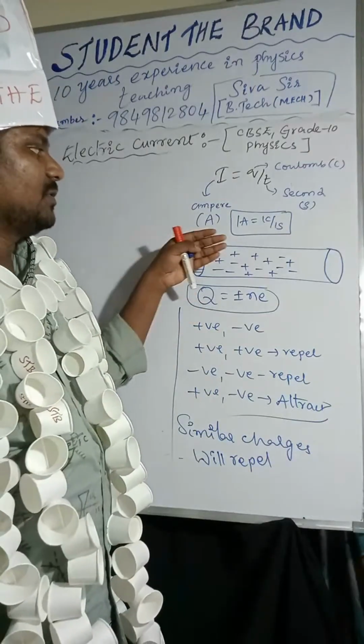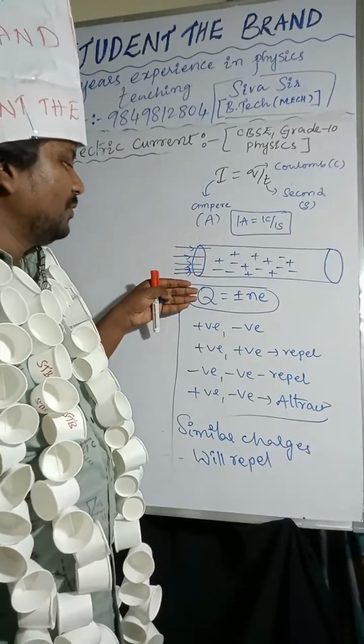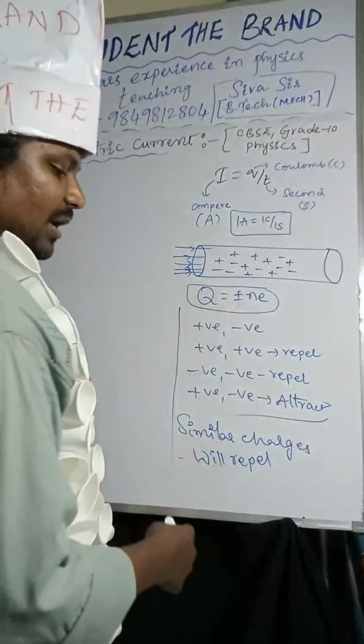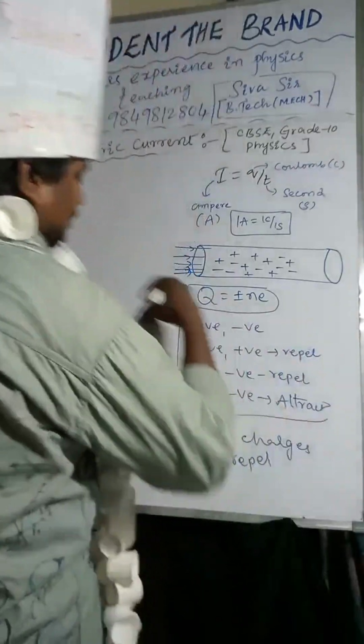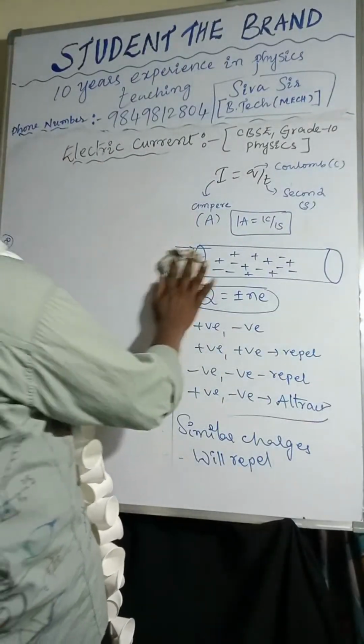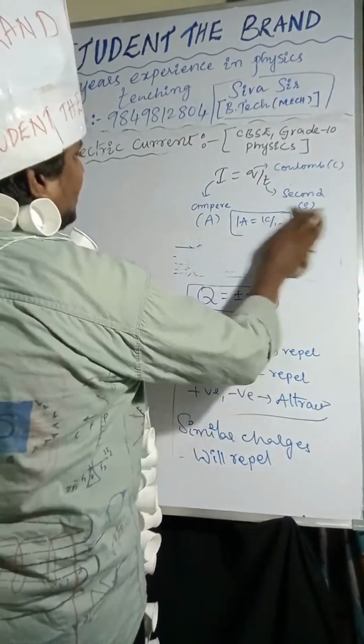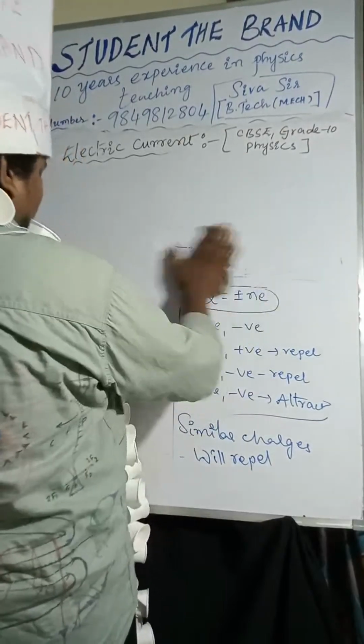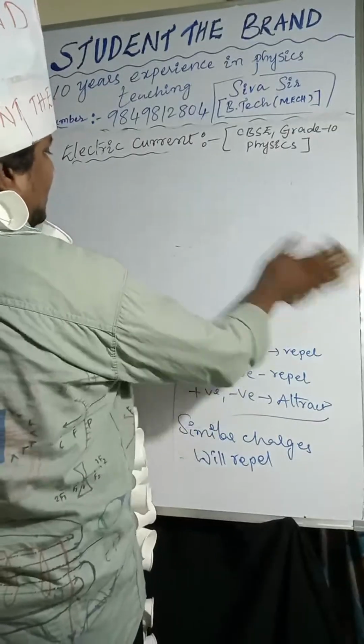A bunch of electrons will move, so q equals plus or minus Ne. Here we need to remember one more thing, which is very, very important. We will discuss it now: on one electron, how much charge is present?